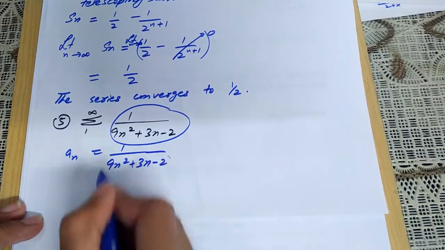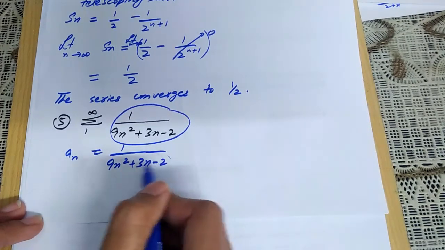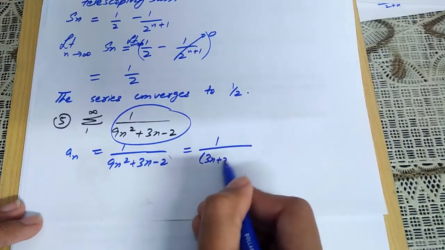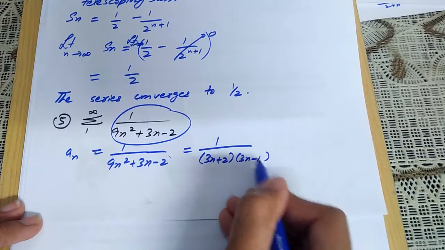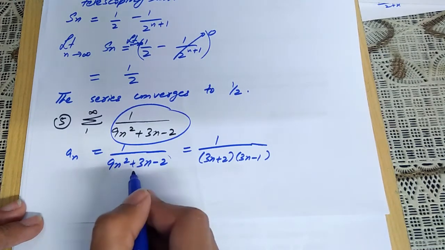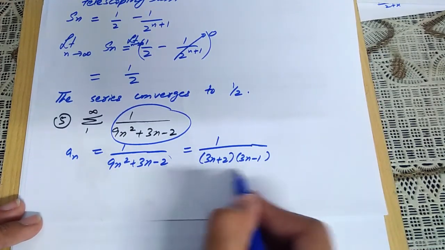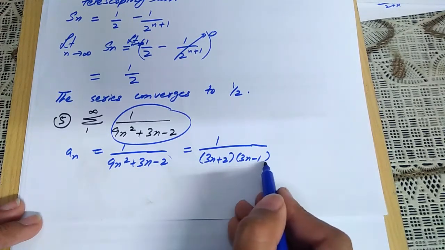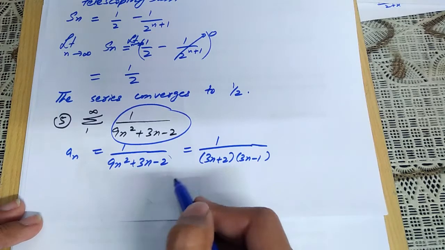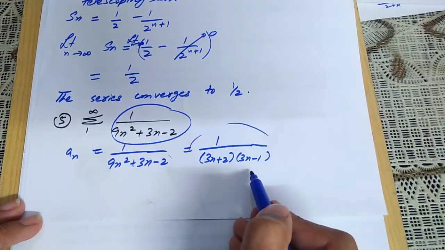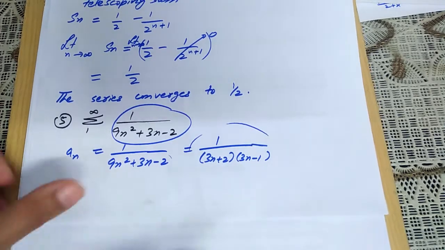Find the factorization of this term and split it into two parts, like 1 over 3n plus 2 into 3n minus 1. I split the middle term into 4 terms, then took out the common terms and converted it into factors. So we get 1 over 3n plus 2 into 3n minus 1. This is simple factorization. Now we can break this one fraction into more than one fraction by using the partial fraction method.